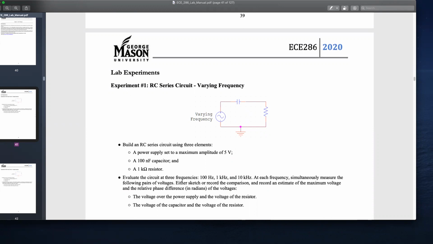And the objective is to measure the voltage drop at these 3 frequencies and find the relative phase difference between the power supply and the voltage of the resistor and the voltage of the capacitor and the resistor. So what I will do is first I'll connect my circuit.